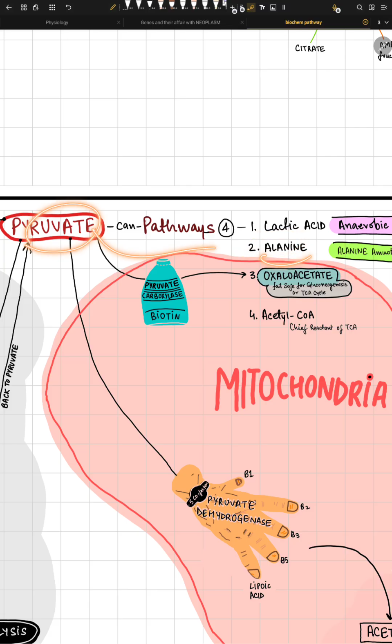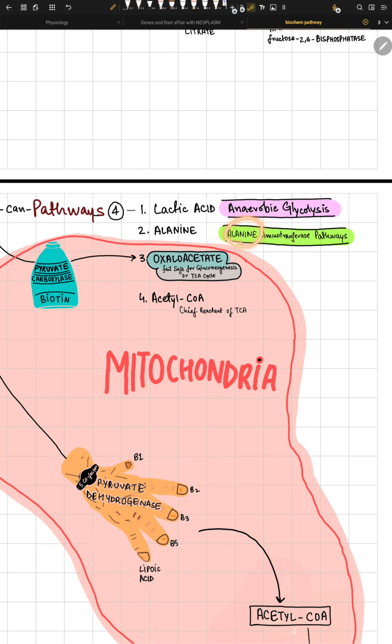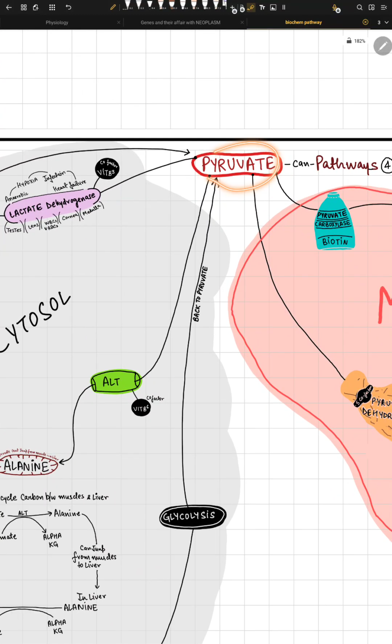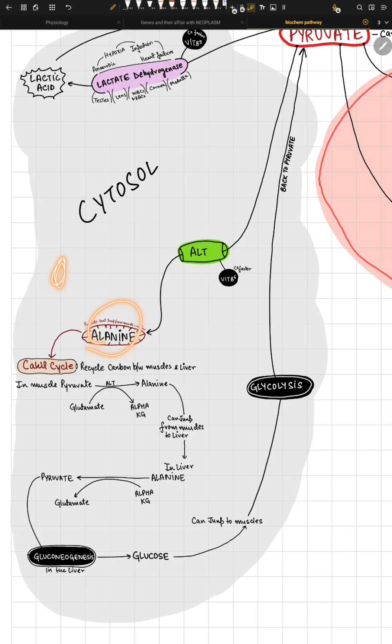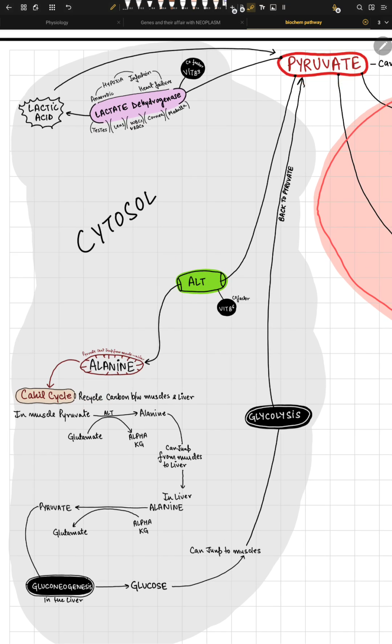Now let's talk about the second pathway. That's pyruvate turning into alanine, and this pathway is called the alanine aminotransferase pathway. It means that we are transferring aminos, which in turn means that we are just transferring carbons across tissues. So the main concept here is that we convert pyruvate into alanine with the help of ALT, and we know that ALT is produced by the liver. Now, why do we need to produce alanine? Because alanine can practically jump from muscles to liver, okay? Now we need to recycle carbon between muscles and liver, but we cannot make pyruvate jump from muscles to liver.